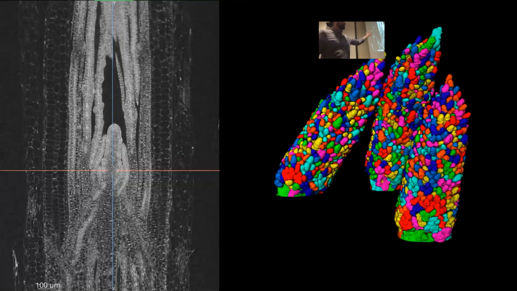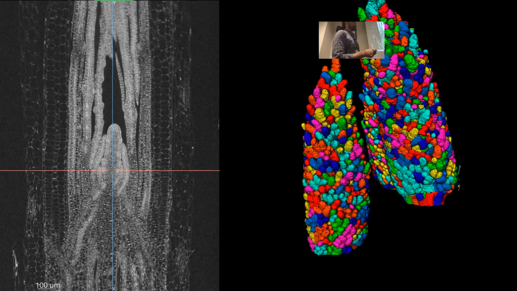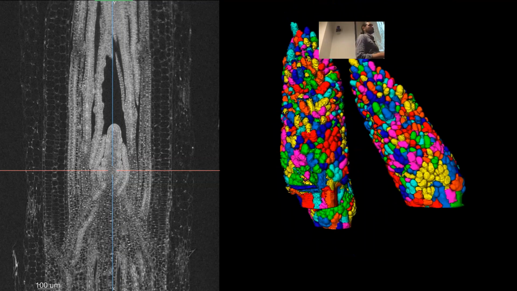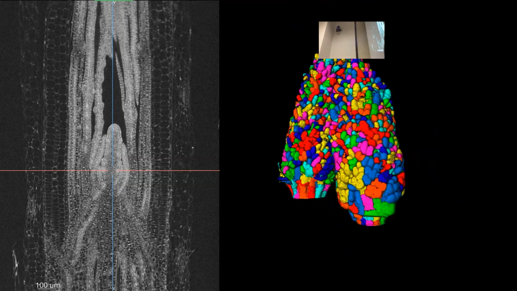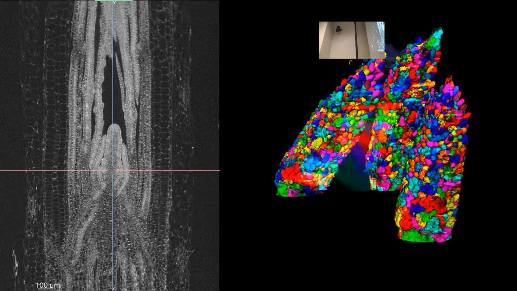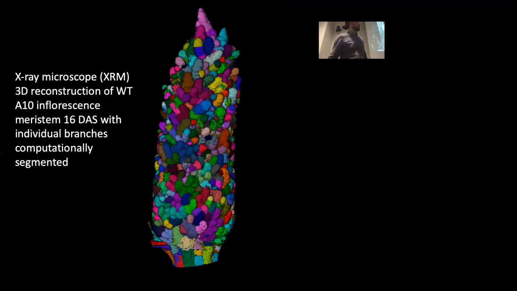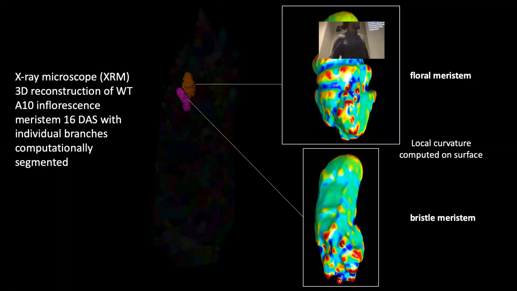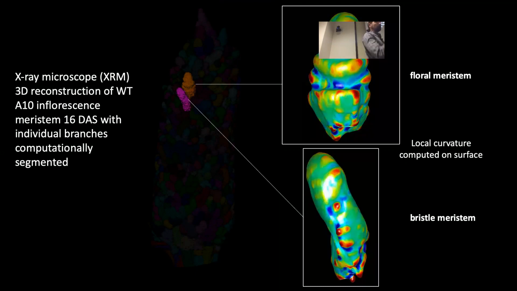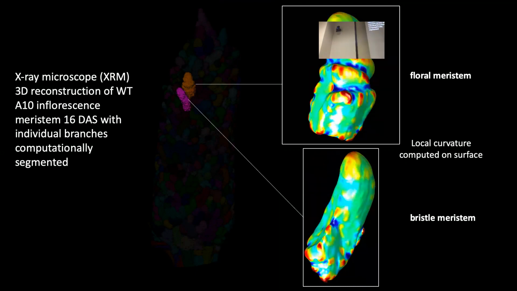Another example here are these Setaria panicles. We can see the branching structures which go on to form the floral parts. Here the colors are meaningless, other than that one color is one segmented unit. We'd like to be able to measure each individual branch over time. In particular, we can isolate these, and we'd like to know which of these is going on to become the bristle meristem, the pointy thing at the end of a Setaria flower, and which one will go on to be the floral meristem.